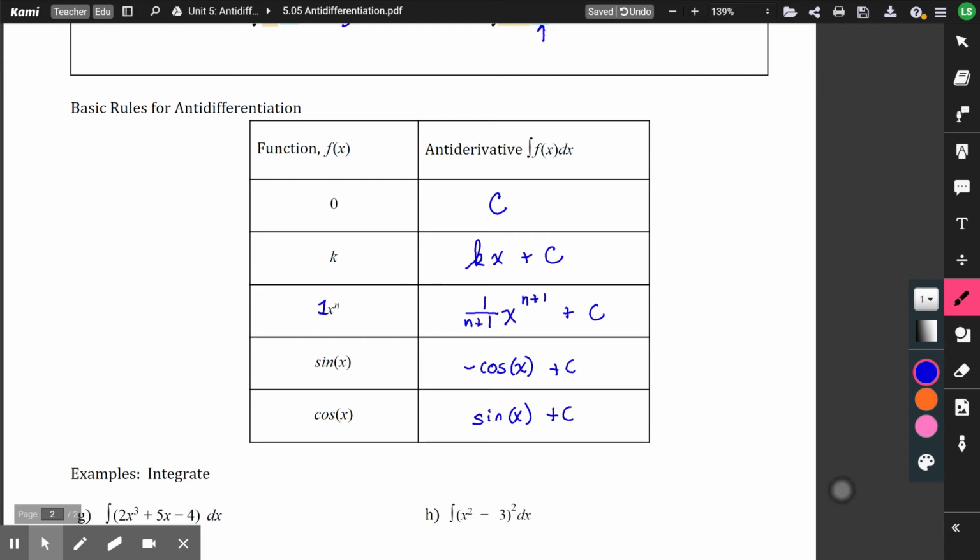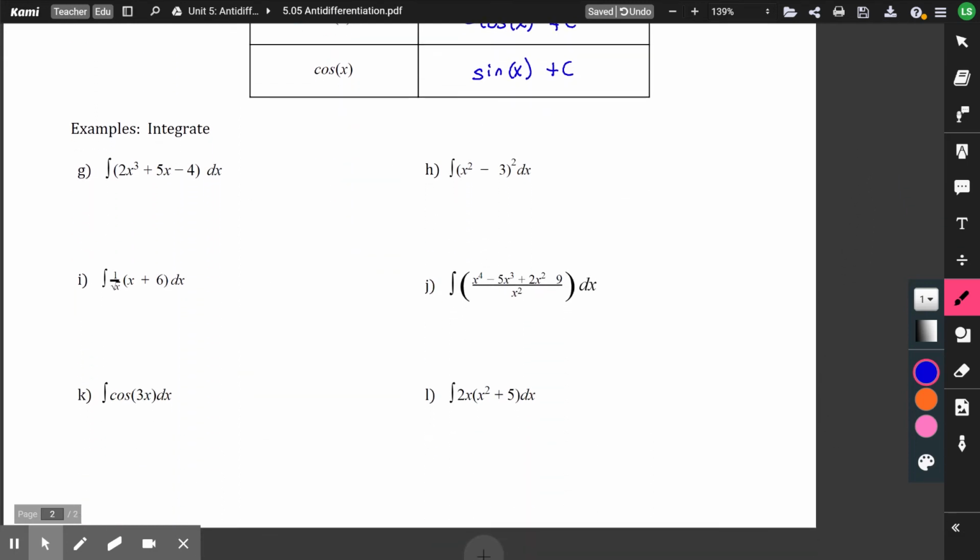So lastly, we're going to walk through 2 examples, and you're going to try out the rest of them to anti-differentiate each one of these expressions in here. So for letter G, it looks like we're following a whole bunch of power rule in here. We've got a 2x to the third, a 5x, and a -4. That's all a polynomial, so we're going to use the power rule.